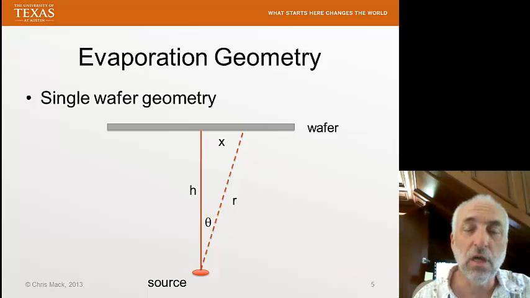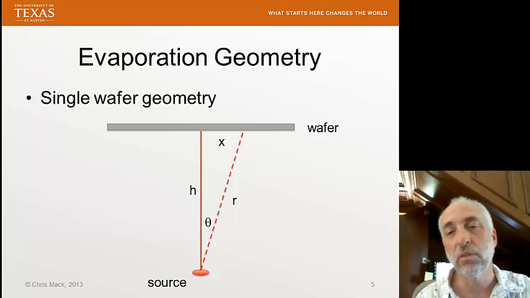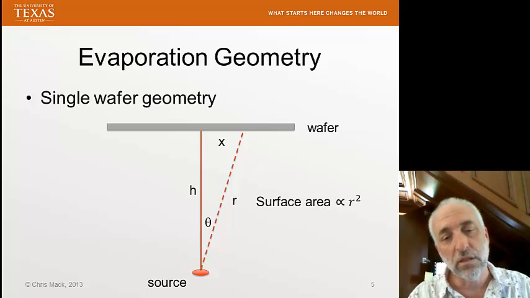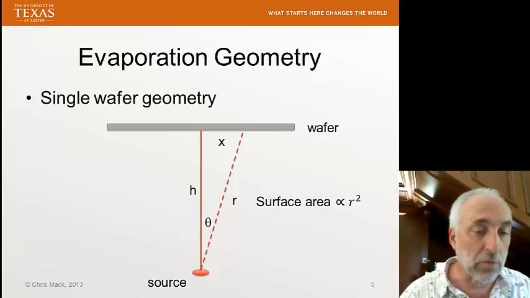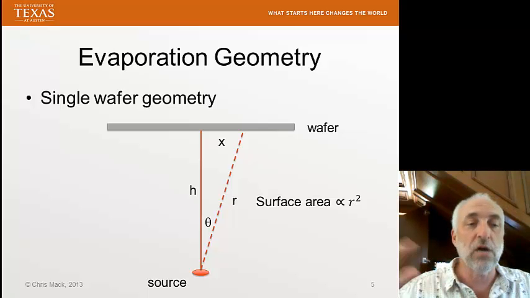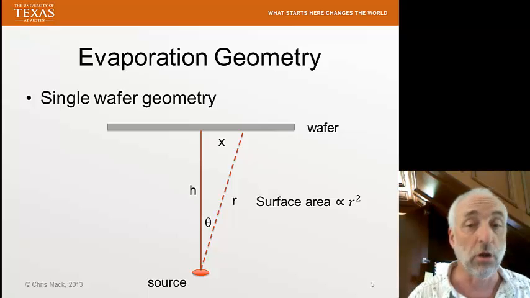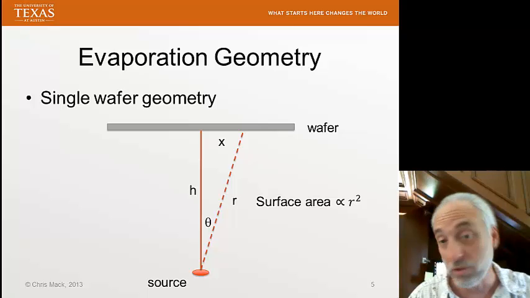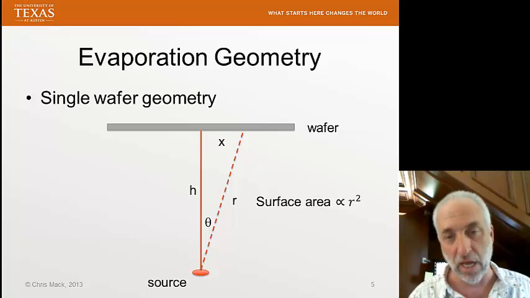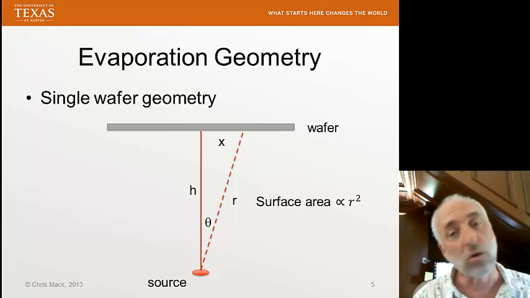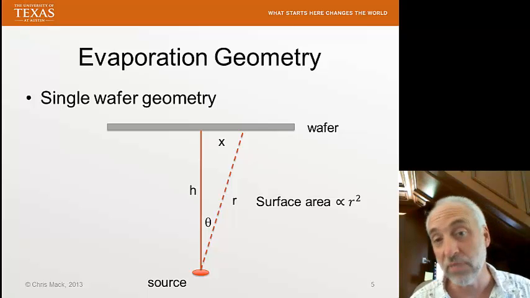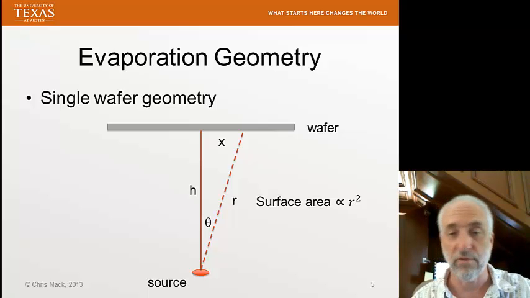What affects the rate at which material deposits on the wafer? Well, the first thing is this distance r. You can think of the vapor coming off the source in all directions equally. So a certain amount of vapor coming off the source, the further away it goes, that same amount of vapor is spread over a larger and larger surface area. The surface area of a sphere is proportional to r squared. Therefore, the amount of material per unit area goes as 1 over r squared, or we say the deposition rate will go as 1 over r squared. The further away you are, the smaller the amount of material per unit area striking the wafer.